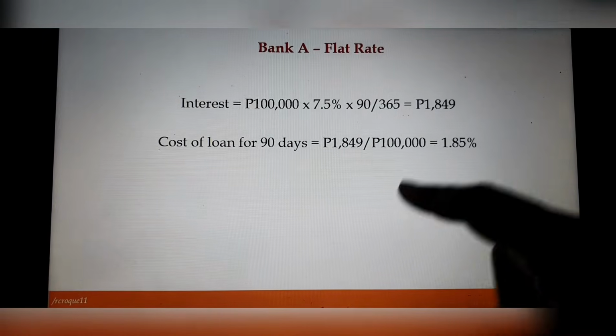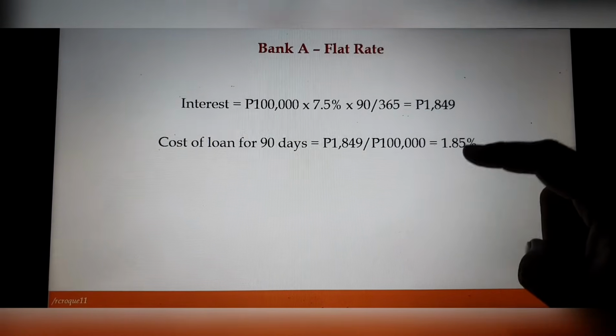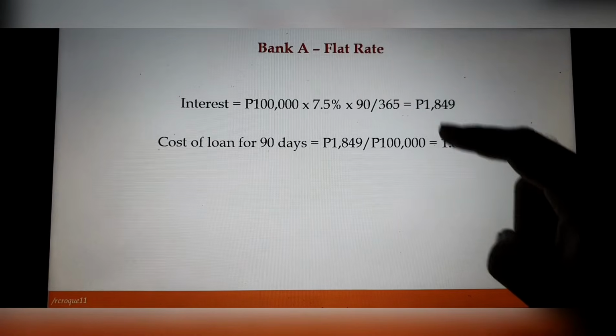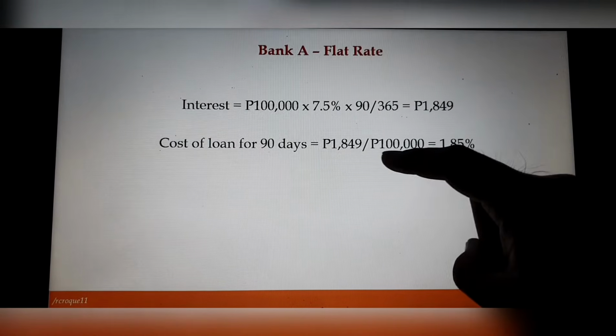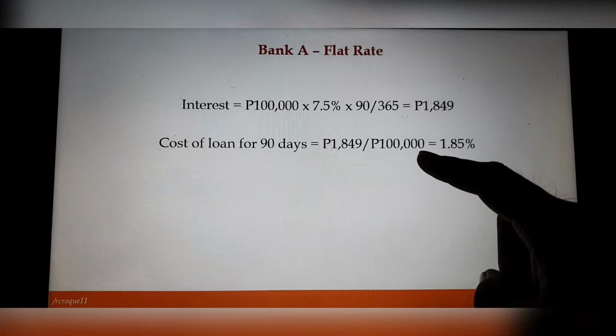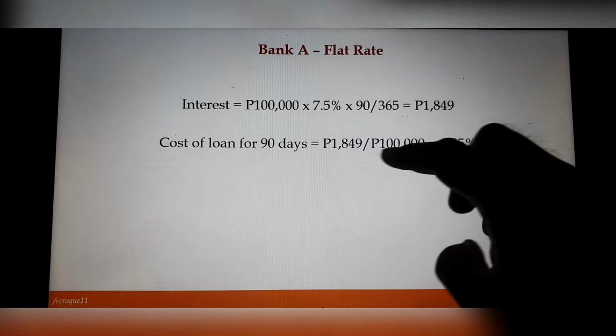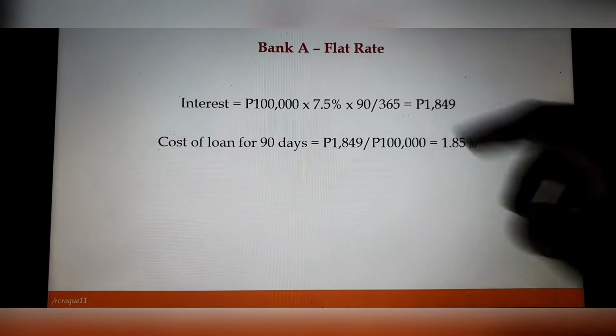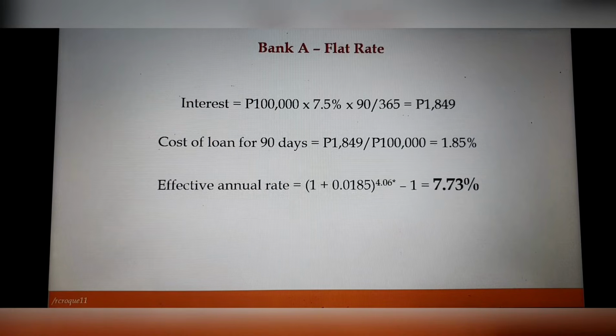And then, ang cost of loan natin for 90 days ay 1.85%. Divide 1,849 by your 100,000 pesos na loan. Again, the proceeds kasi ay 100,000. And then, we have to compute for the effective annual interest rate.